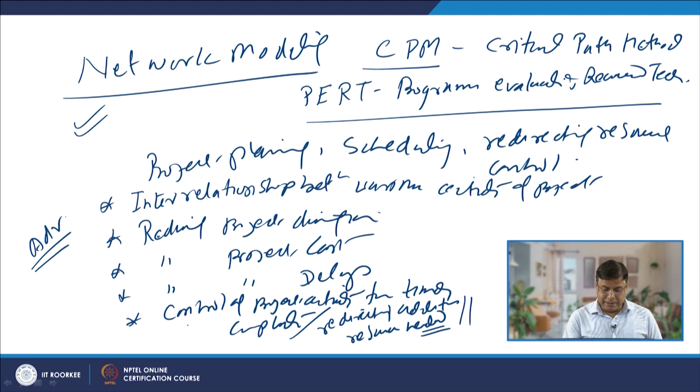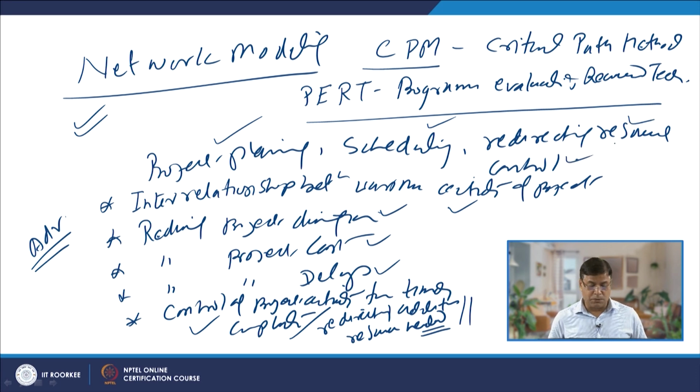So, redirecting the resources for timely completion of the project, reducing the delays, reducing the project cost, reducing the project duration, showing the interrelationship between the various activities, what are the various resources which will be needed, and above all, effective project planning, scheduling, redirecting resources and control of the project is facilitated through effective project modeling. And that is why, since it is very systematic in showing the various activities to be done, when they will be done, and if there is any deviation from the planned activities, then redirecting the additional resources.